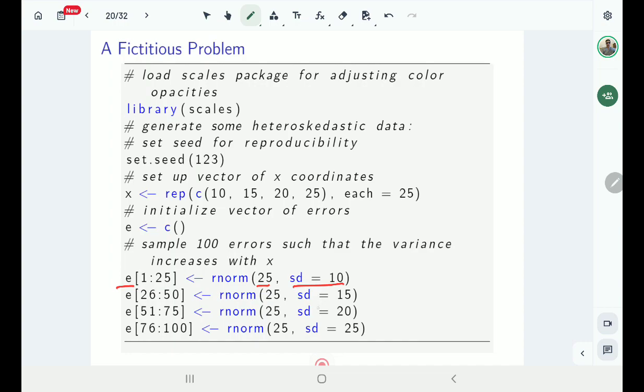The next 25 values of errors are also normal, with mean 0 but standard deviation 15, and so on and so forth. So by x values, the error variance is basically increasing with the values of x. You can see that the first 25 values of x are going to be equal to 10. The next 25 values of x are going to be equal to 15, and so on and so forth. So as you increase x's, you are going to receive larger and larger deviation in errors.